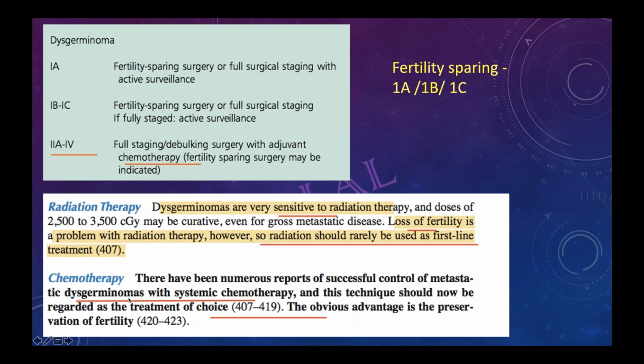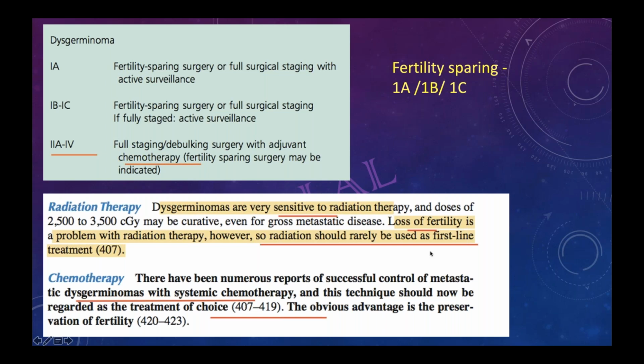So dysgerminomas are usually chemosensitive tumors. Okay, they are chemosensitive tumors. The only tumor that is very radiosensitive is again dysgerminoma. You will find this also as a question, but the problem is, though it is very sensitive to radiation, if the radiation is given, you already know what will happen. There will be fibrosis, so there will be loss of fertility.